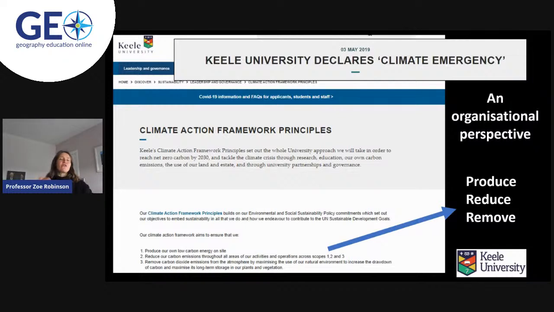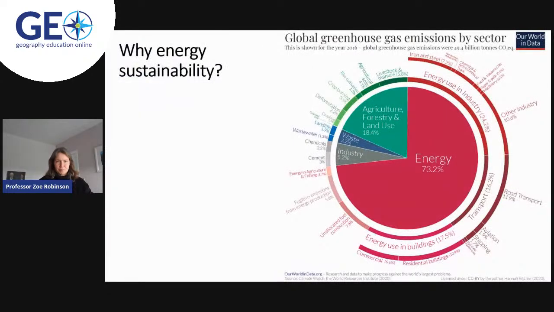I think this is a useful way to think about it. We don't just go down the road of thinking about renewable energy and producing renewable energy. We've also got to reduce our emissions through energy efficiency and thinking about the emissions associated with everything we do. We also need to remove our emissions by thinking about the natural environment, which I'll come to.